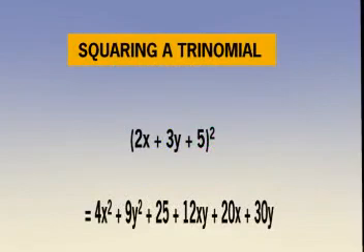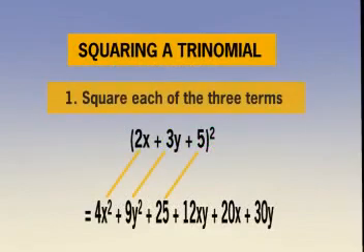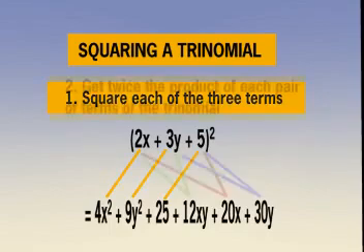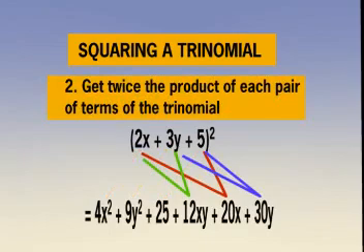Hence, if you want to square a trinomial, just number 1, square each of the 3 terms, then number 2, get twice the product of each pair of terms of the trinomial.